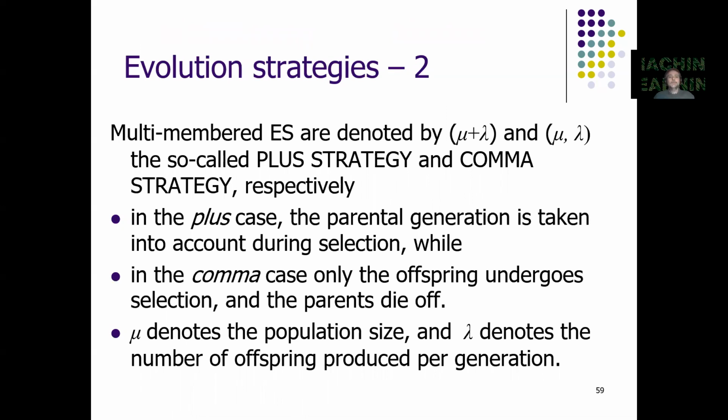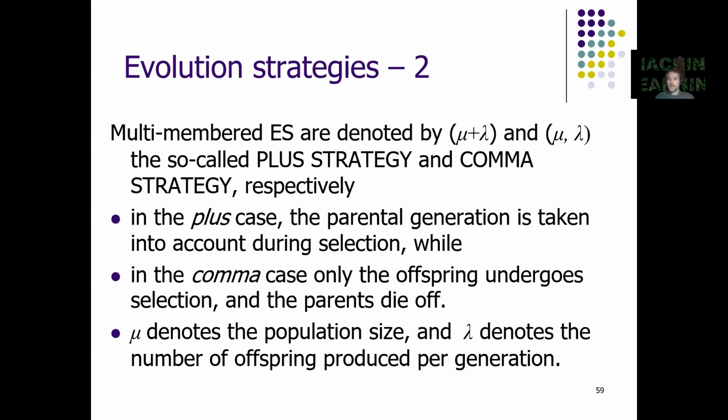There are basically two strategies for selection in evolution strategies. It's the plus strategy and the comma strategy, and you can see how they are denoted: mu plus lambda and mu comma lambda. This is a standard way we represent the plus strategy and the comma strategy, respectively. In the plus strategy, parents are taken into account during selection. In the comma strategy, only offspring are taken into account in selection. All the parents die.